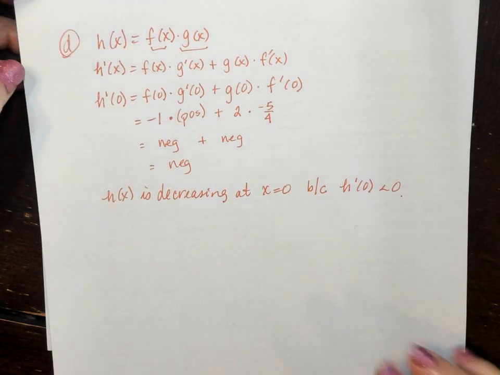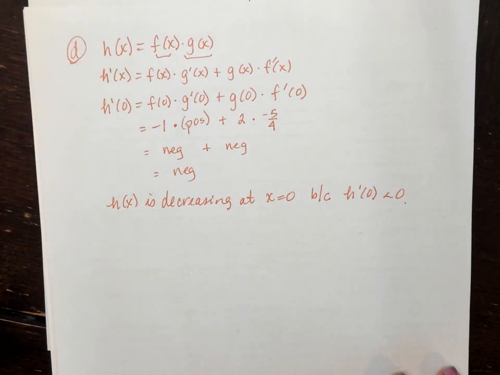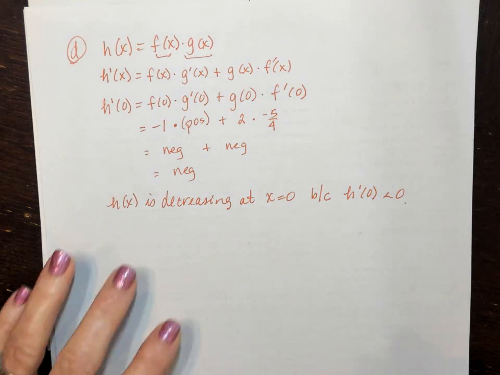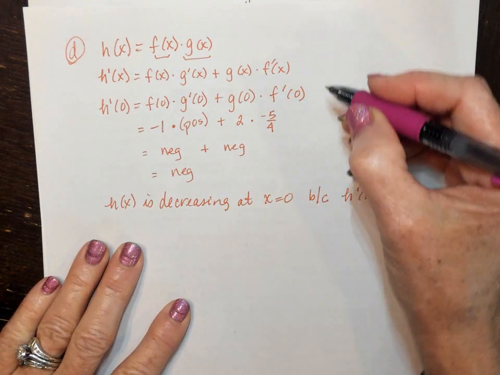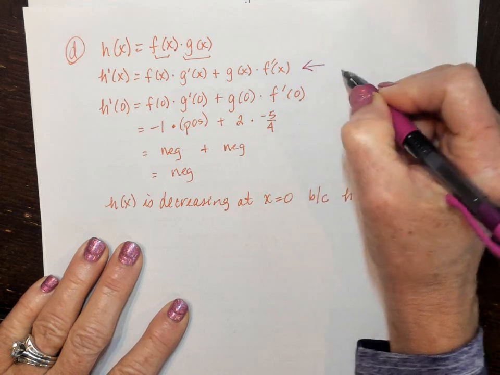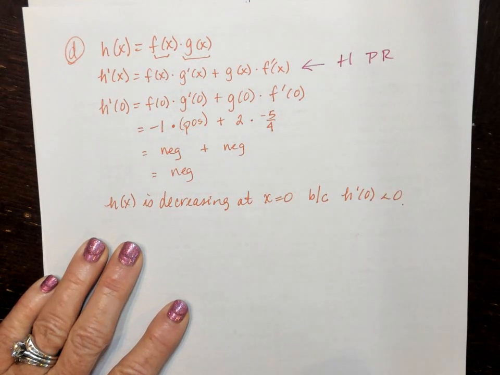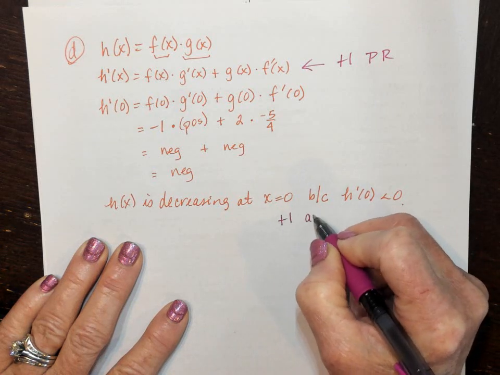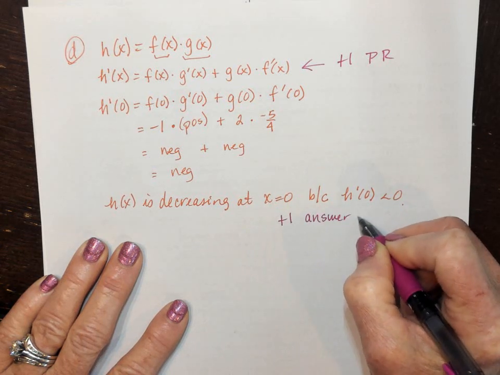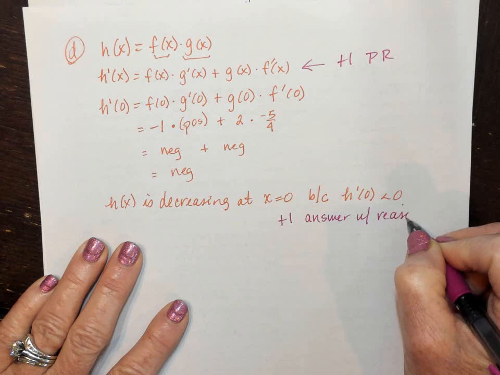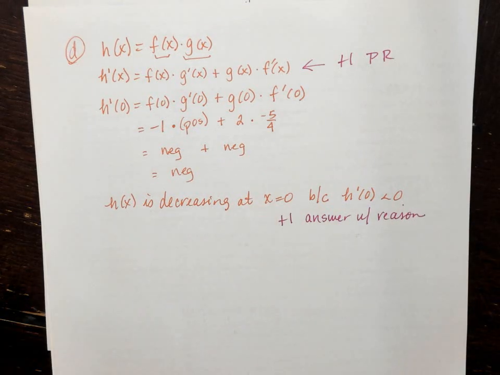Okay, point values. I did not go through them individually. Here's where they are right now. So for part D, you got plus 1 for this line for the derivative for using the product rule. You got plus 1 for an answer with the reason. So 2 there for part D.